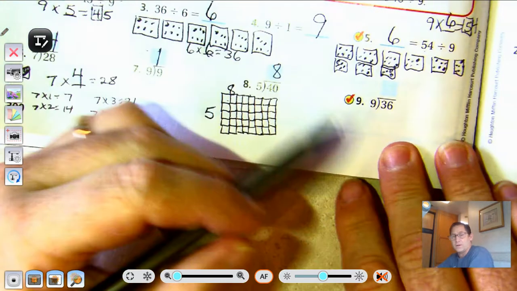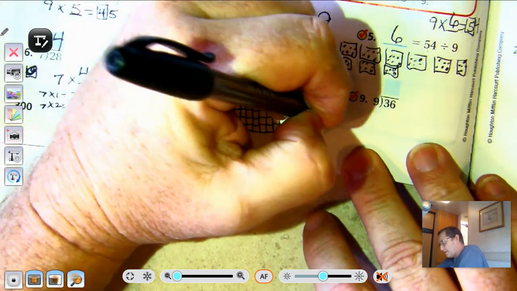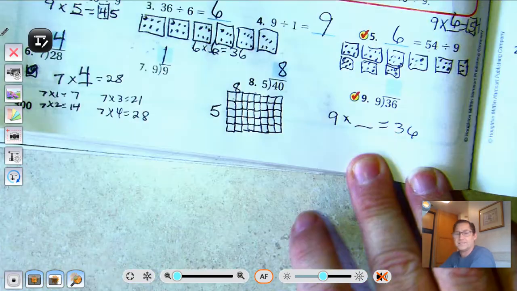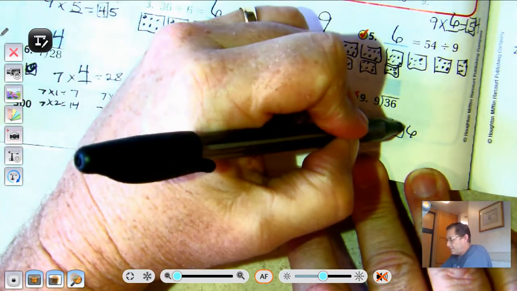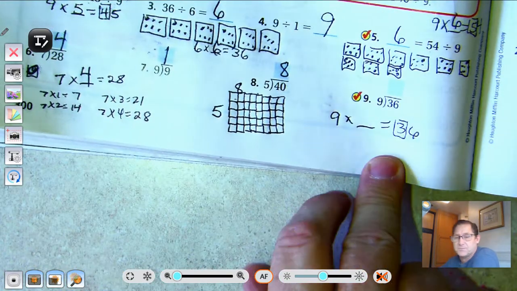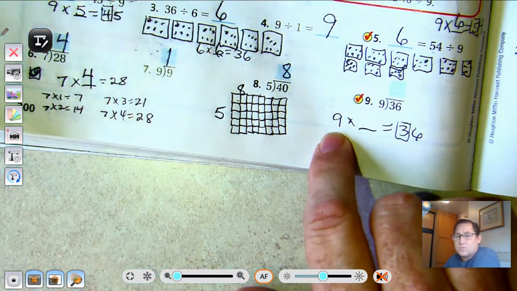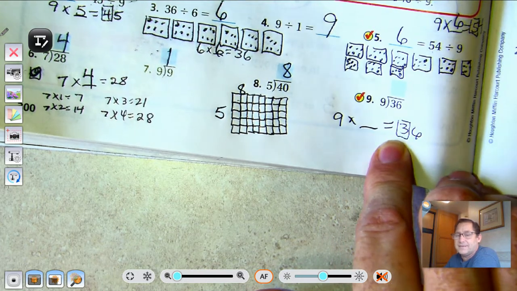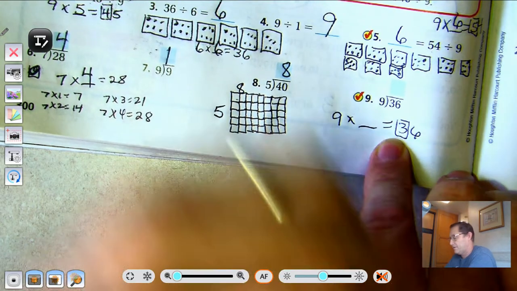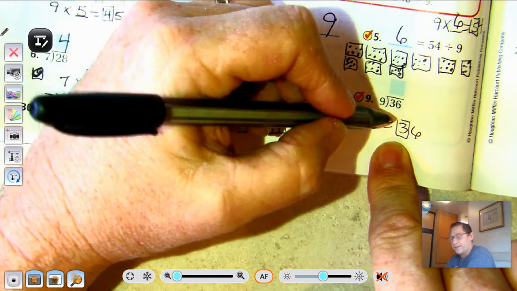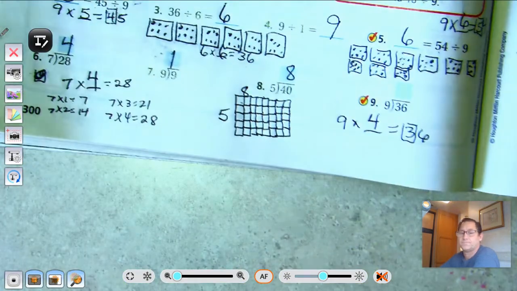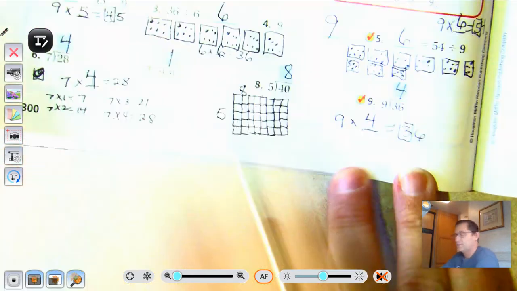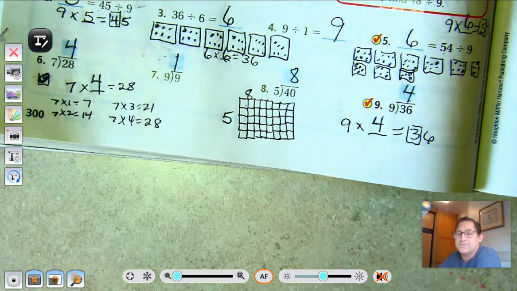Okay. So 9 times what is 36? Focus on the 36, the tens place. The factor that I multiply by 9 will be 1 digit more than the tens digit in the product. So 1 digit bigger than 3 is 4. So 9 times 4 is 36. So 36 divided by 9 is 4.